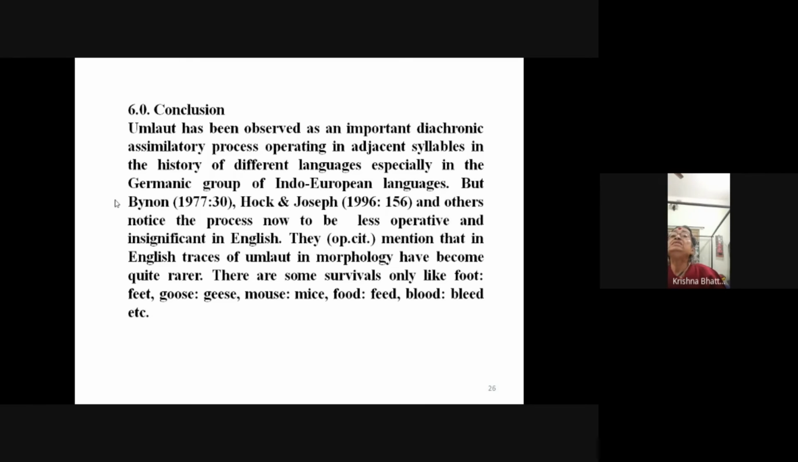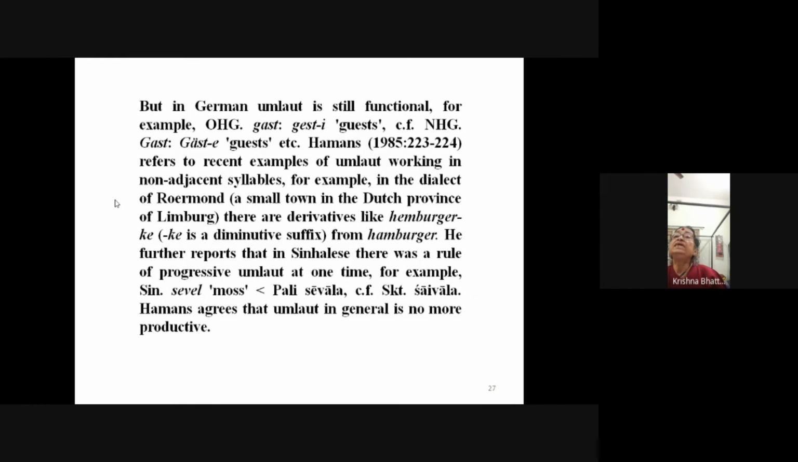Hammond, 1985, refers to recent examples of umlaut working in non-adjacent syllables. For example, in the dialect of Roermond, that is a small town in the Dutch province of Limburg, there are derivatives like Hamburger with k, where k is the diminutive suffix. He further reports that in Sinhalese, there was a rule of progressive umlaut at one time. For example, Sinhali sevel, mosque.